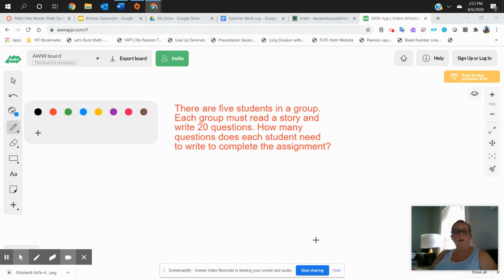Guys, Miss Rose here. Today we're thinking about how we can solve math word problems. Math word problems, number one, there are a lot of words. Number two, it can be a little bit difficult to figure out what exactly to do.